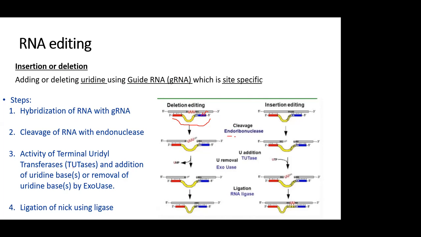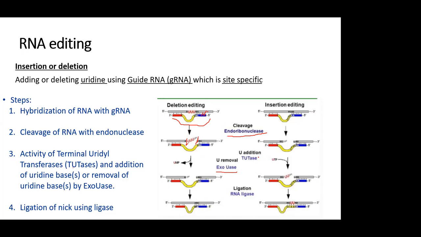Then another enzyme called endoribonuclease, or endonuclease is another name for it. It's going to come. It depends if you want to add or delete. It's different. So if you want to delete, it's going to cut on both sides here. The function of the endonuclease is just to cut. It's always just to cut. They're not going to do more than that. Just cut. They cut it here. Then what's going to remove here is exoUase. ExoUase is going to remove the uridine nucleosides from here.